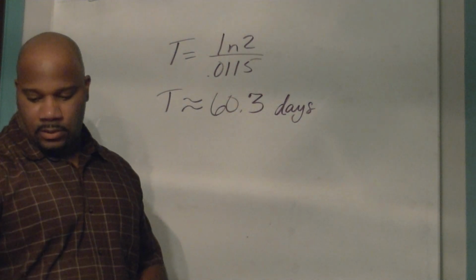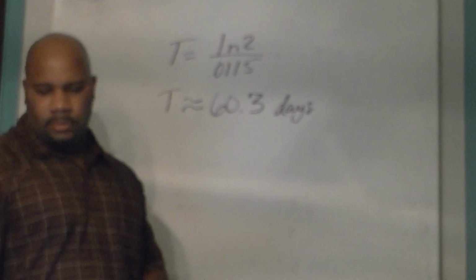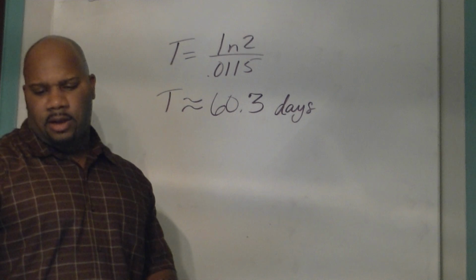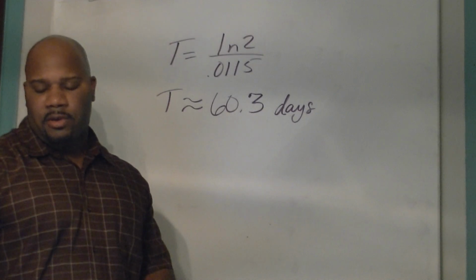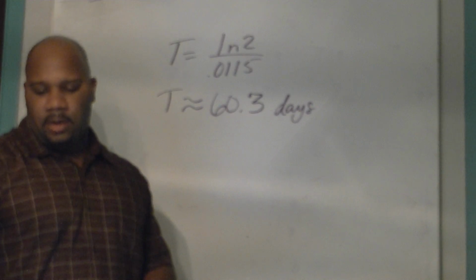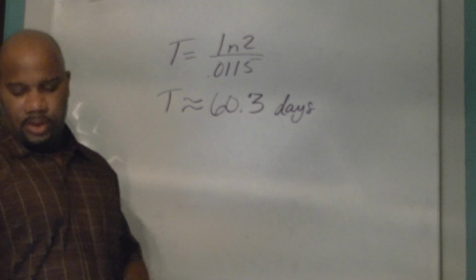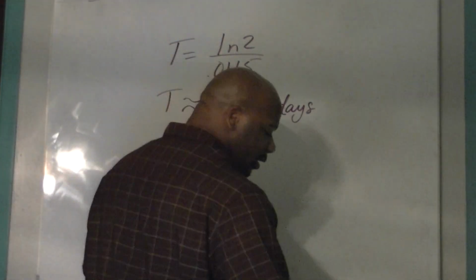Okay. Last one. It says carbon-14 has a half-life of 5,750 years. So we know, and if you look at the arrow on your paper, K is equal to ln2 divided by how long it takes.